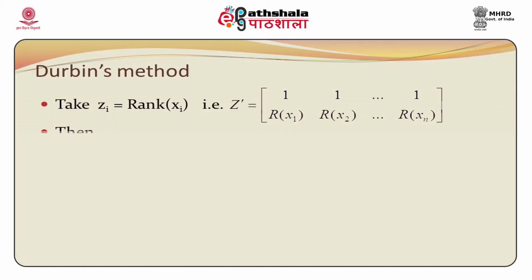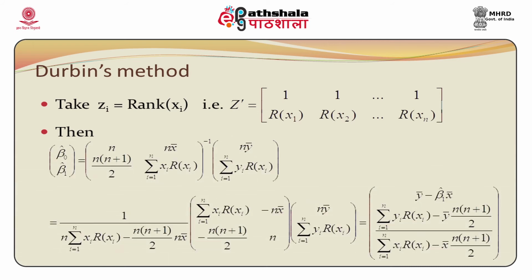Durbin suggested that you take as an instrument Zi, which is the rank of xi. So, instead of Wald and Bartlett's method, where they are taking just minus 1 for all the small values and plus 1 for the large values, here you just take the rank, and therefore his Z has the first column equal to 1 and the second column equal to the ranks of the xi.